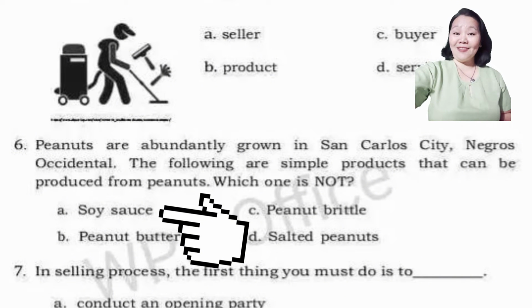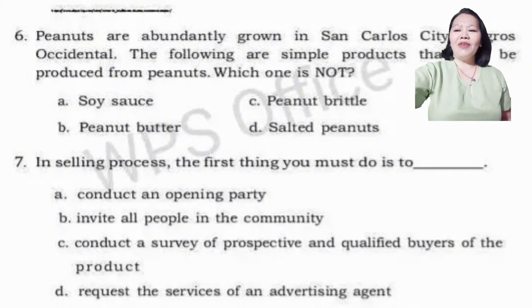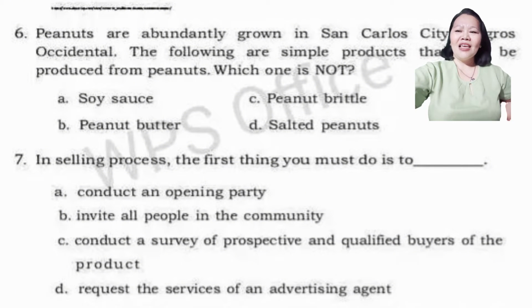For number 7, in the selling process, the first thing you must do is to blank. A. Conduct an opening party, B. Invite all people in the community, C. Conduct a survey of prospective and qualified buyers of the product, D. Request the service of an advertising agent. And your answer is letter C.